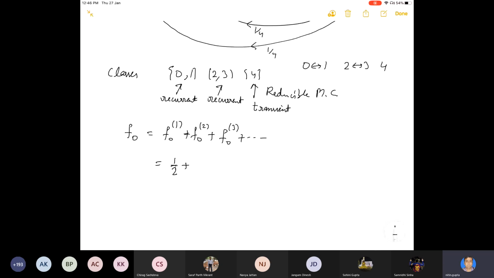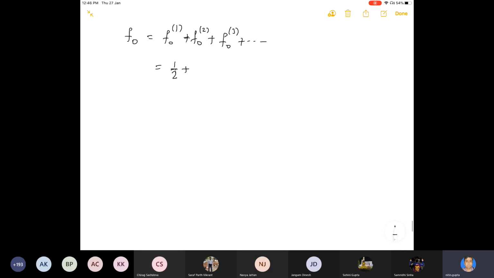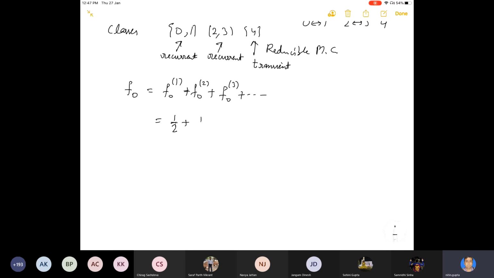Plus in 2 steps, you have to visit, but in between, you cannot visit. So you cannot stay in 0 because you cannot visit in between. In 2 steps, you have to visit state 0, but in between, you cannot be in state 0. So you have to go from 0 to 1 and then 1 to 0. Half into half. That is the only possibility. No other possibilities. If some other possibility is there, then you have to add that. So that will be half into half.